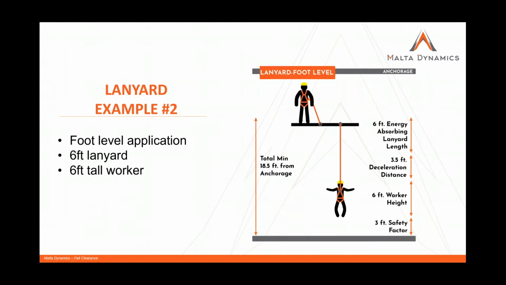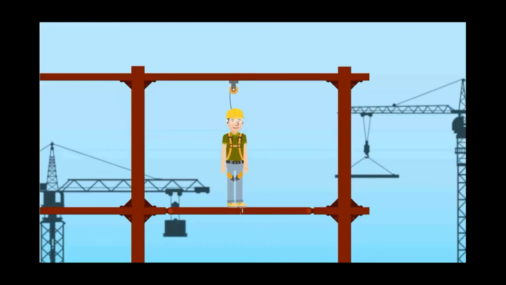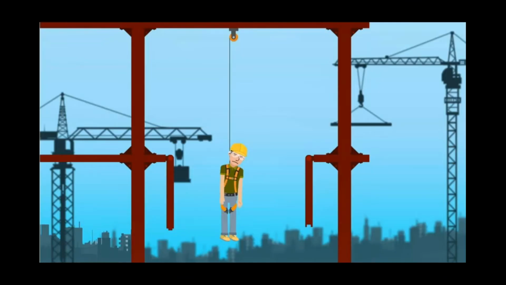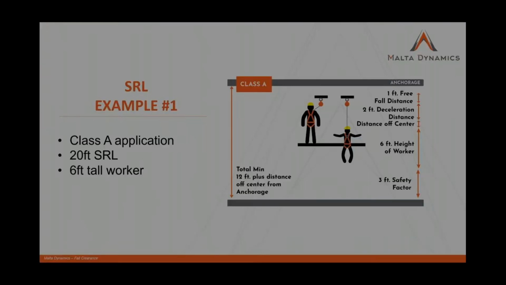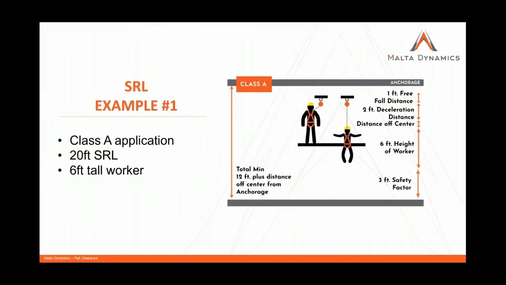And many of you already know that regular lanyards are being replaced by self-retracting lifelines, SRLs and SRDs, all over the country. And here's our buddy again. He's on an SRL now, but he's smiling because he's saved. All right, now here's the SRL example. This is a Class A application. So there's going to be 2 feet that this SRL is allowed to pay out.